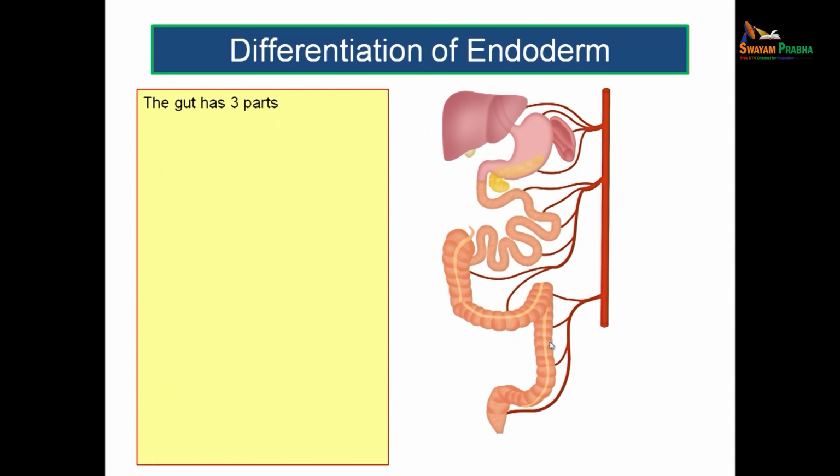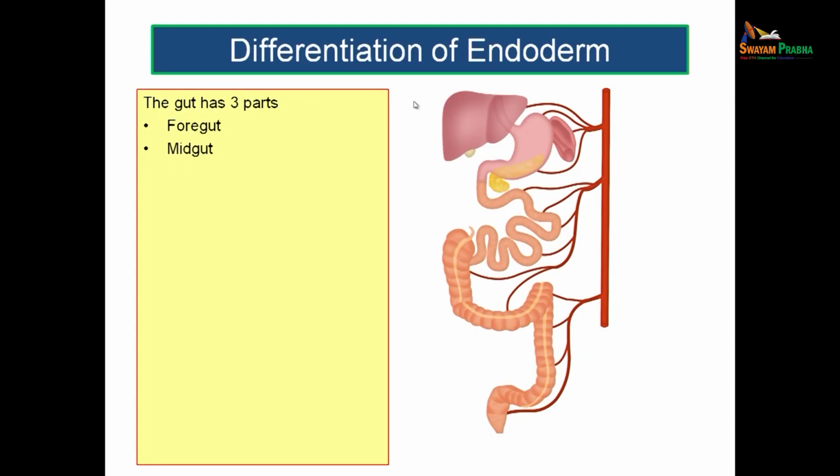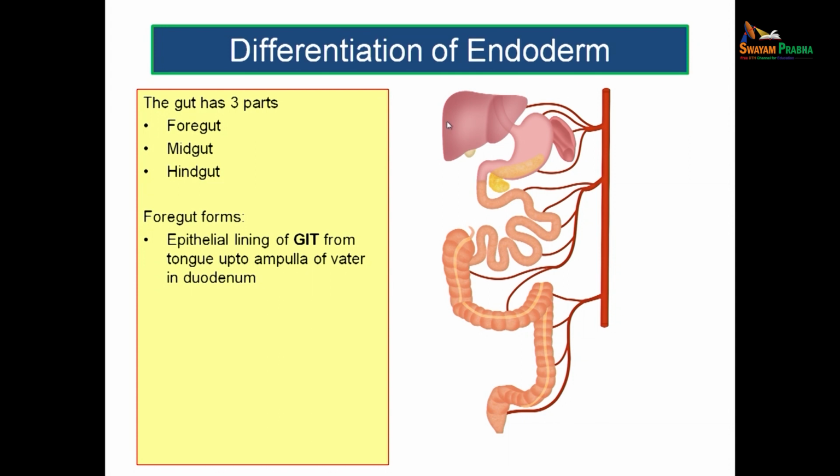So, the differentiation of endoderm. Till now we discussed the differentiation of mesoderm and ectoderm. Now, we will see what the derivatives of endoderm are. Mainly the gut has three parts, as we have discussed right now. The primitive gut gives rise to foregut, midgut, hindgut. So, what are the derivatives of foregut? The derivatives of foregut start from the epithelial lining of the tongue up to the ampulla of Vater, which is seen in the second part of the duodenum. From the epithelial lining of the tongue up to the ampulla of Vater, you have the derivatives of endoderm.